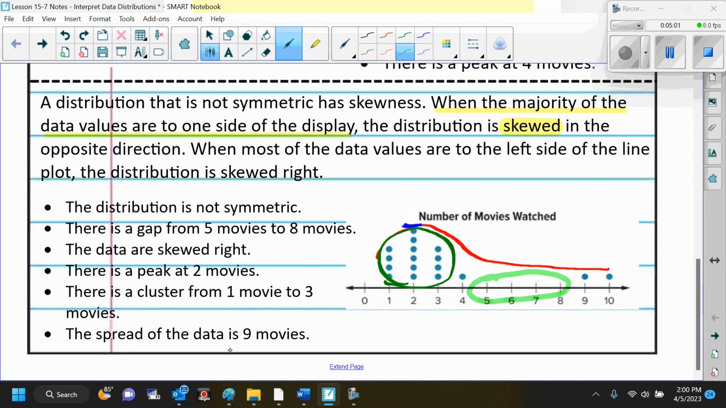And then the spread of the data, or the range, remember we said spread means range, is the highest minus the lowest. So that's going to be 10 minus 1, not 0, because there are no dots here. So it's 10 minus 1, which gives us 9. That's the range of the data.